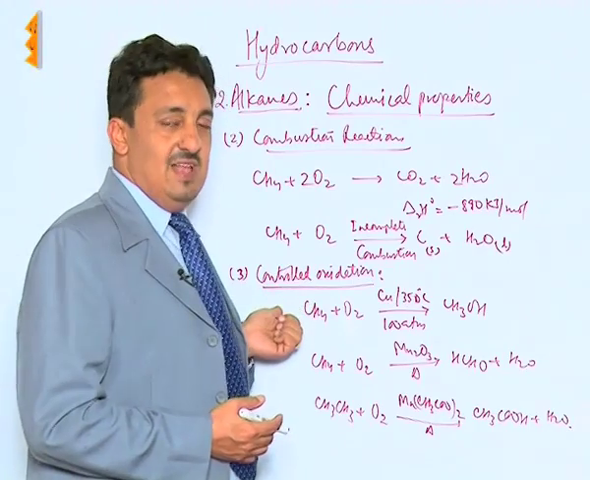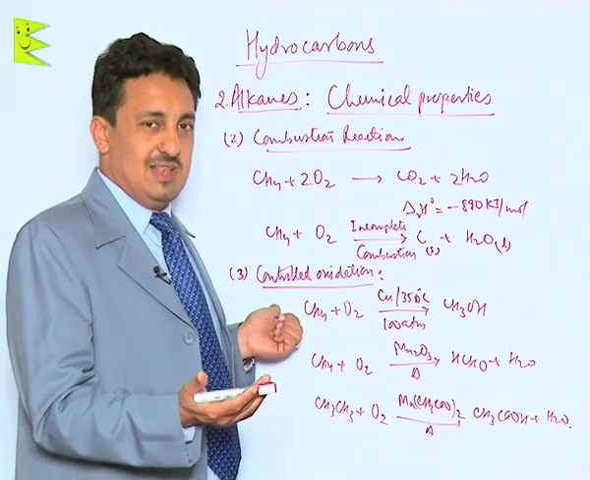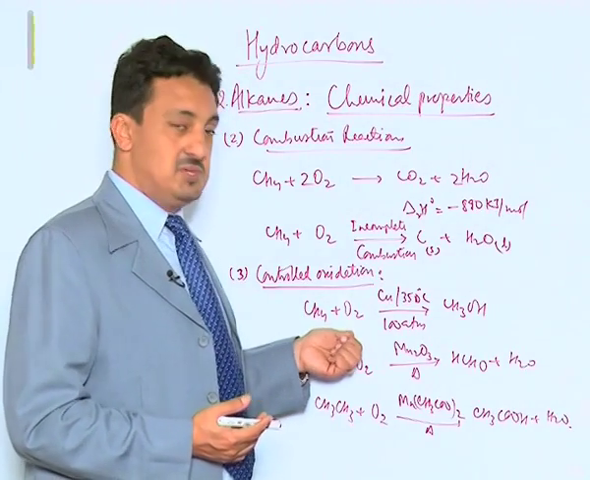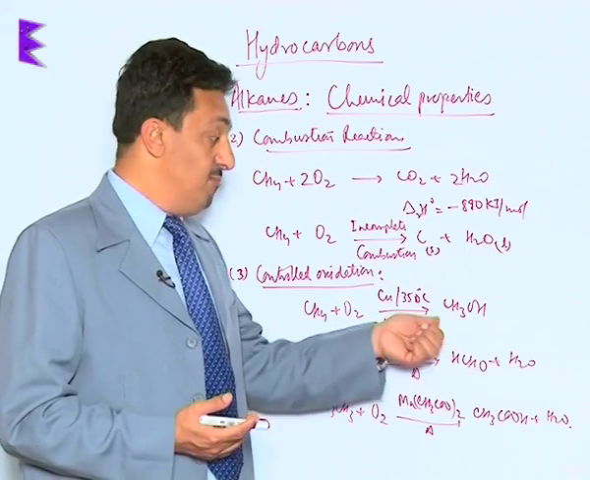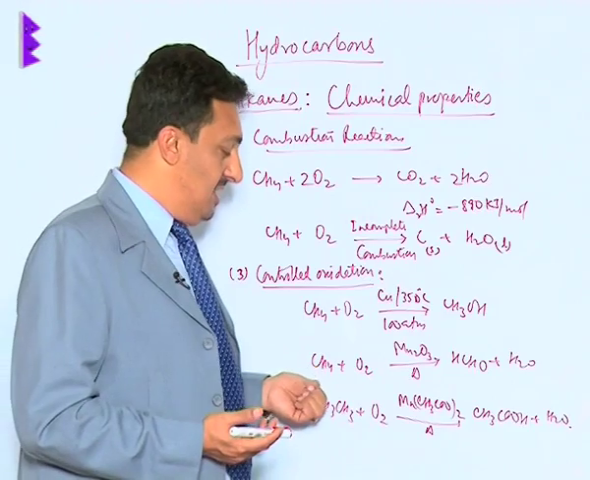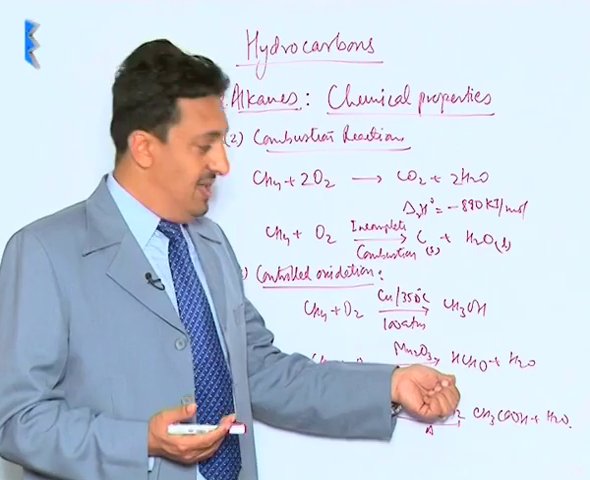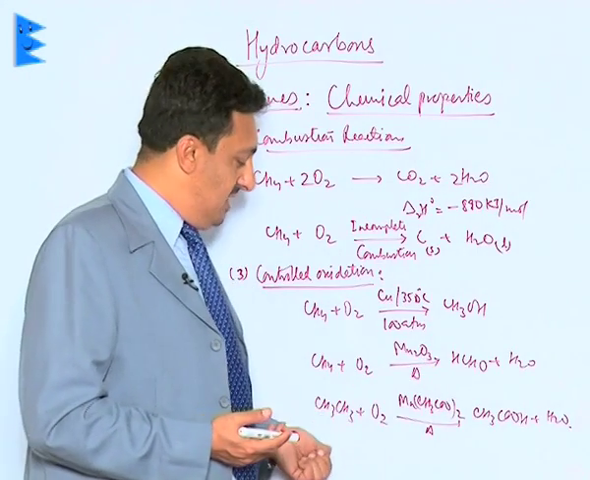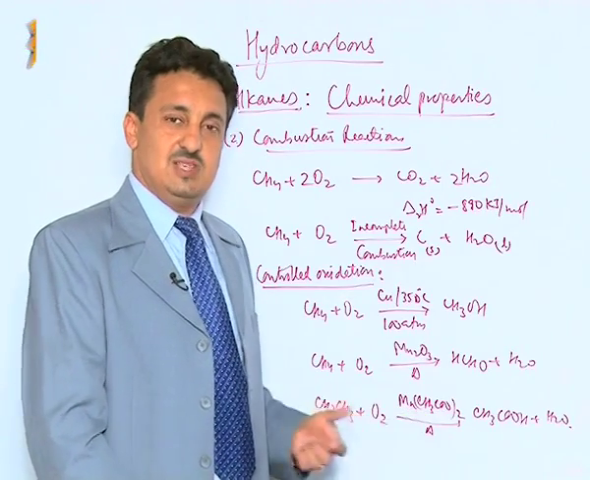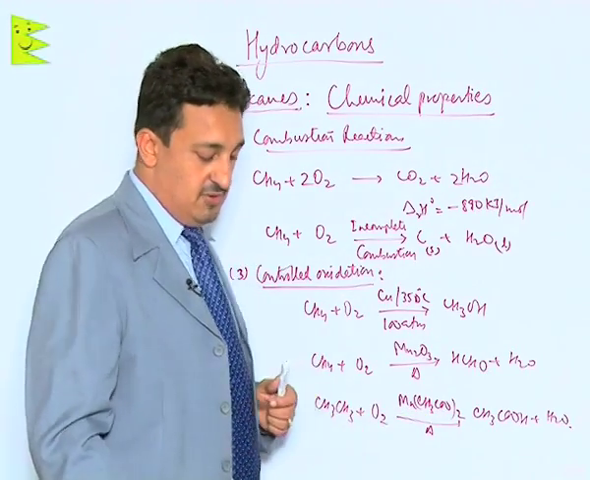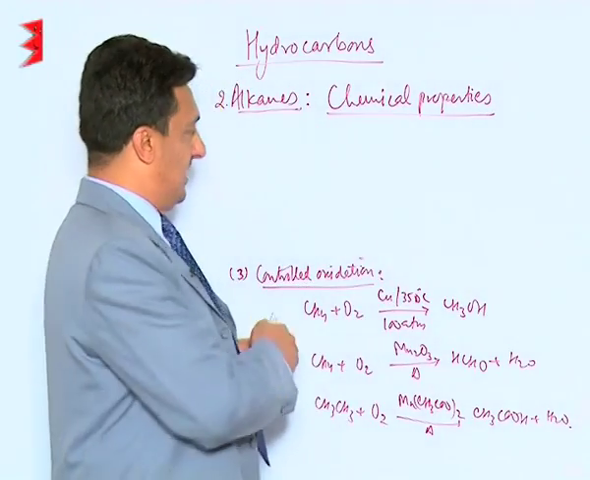Now let us see that alkanes also show controlled oxidation, which is also called catalytic oxidation. The same methane and oxygen in the presence of copper at 350 degrees Celsius and 100 atmospheric pressure leads to the formation of methanol. The same methane and oxygen in the presence of manganese oxide and on heat forms formaldehyde and water. And the same methane and oxygen in the presence of manganese acetate as an oxidizing agent leads to the formation of acetic acid.